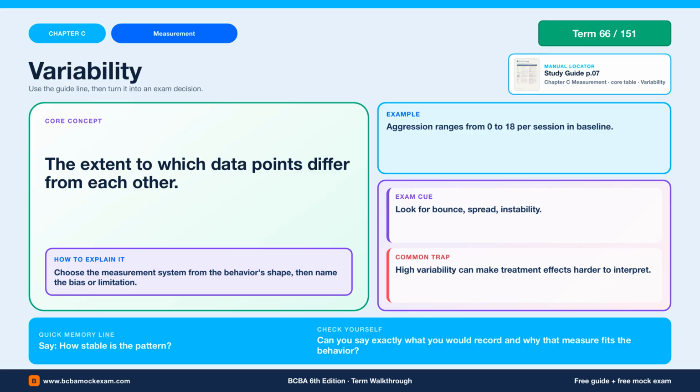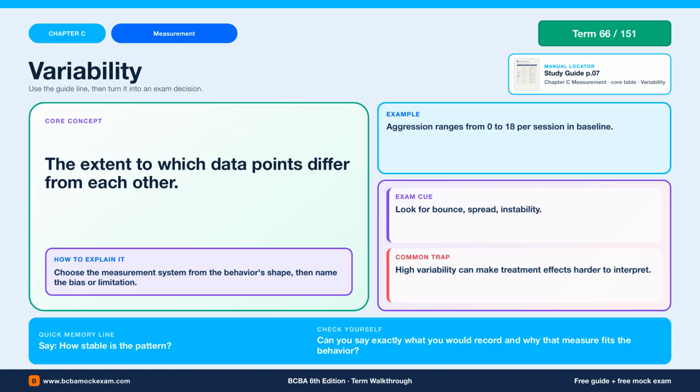Domain C, RAP. Measurement is where precision starts. If the question asks what to measure, think about the behavior's dimension. If it asks how trustworthy the data are, think about accuracy and IOA. If it asks how to read a graph, think level, trend, and variability. And if it asks about interval recording, remember the bias. Whole interval tends to underestimate. Partial interval tends to overestimate. Momentary time sampling can miss behavior between checks. If measurement bias is one of your weak spots, write down which one still gets you: whole interval, partial interval, or momentary time sampling.